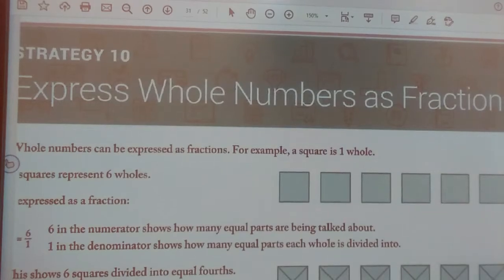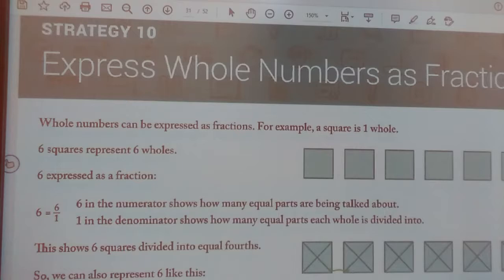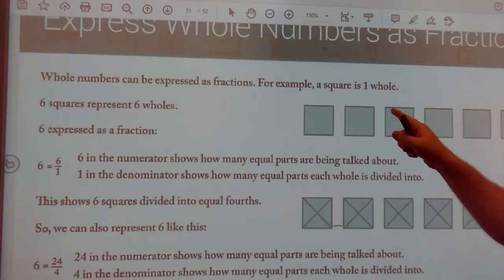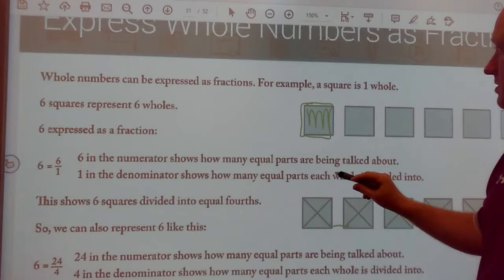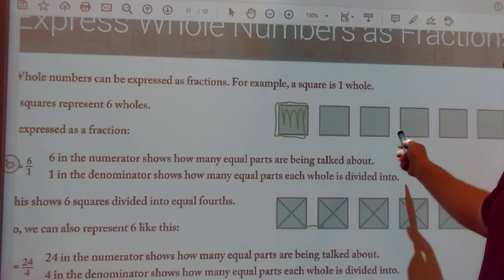Now, we are going to be looking at expressing whole numbers as fractions. Whole numbers can be expressed as fractions. For example, a square is one whole. So how many squares do we have? Six. So we have six squares. Six squares represent six whole squares.